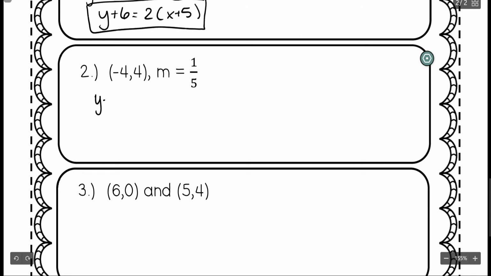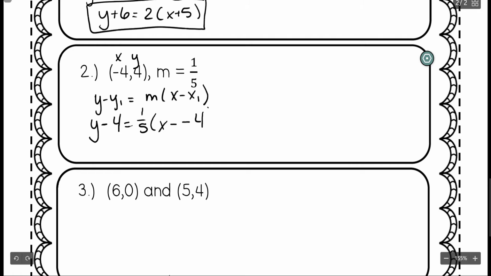y minus y1 is equal to m parentheses x minus x1. Again, x, y, and our slope of 1/5. We keep our y minus 4 is equal to 1/5 parentheses x minus a negative 4. Again, remember this can change. y minus 4 is equal to 1/5 parentheses x plus 4.